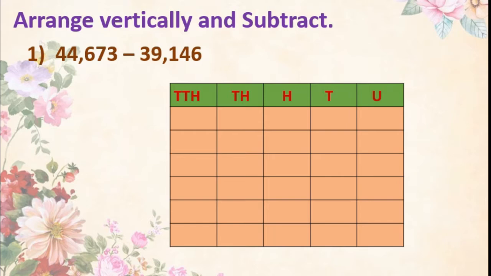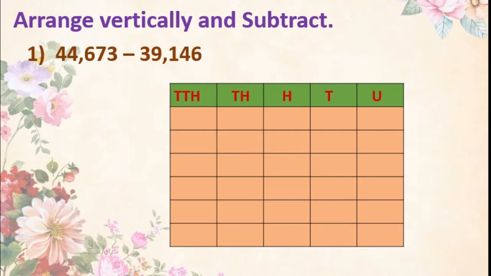Students, here we go for 5-digit with borrowing sum. Okay, arrange vertically and subtract. Table is drawn. We will write the given numbers in vertical position in the table. You know that vertical position means in standing mode. Okay, now we will write 44,673 up and below that we will write 39,146. Okay, we have to observe the places, isn't it?